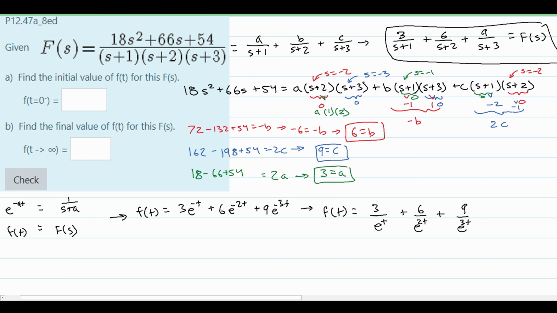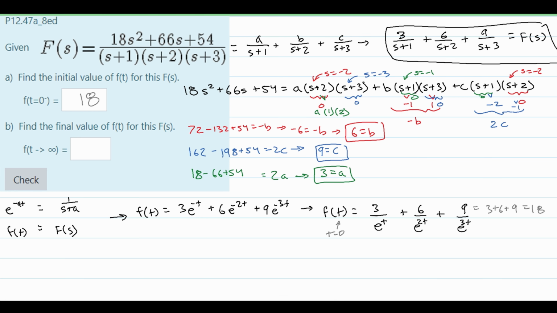For part A, we'll do in gray, and we are going to plug 0 into all of these because our t is equal to 0. If we do this, everything to the 0 power is just 1. So this is going to be a 3 plus 6 plus 9. And we know 3 plus 6 plus 9 is 18. So for A, we have 18 as our answer.